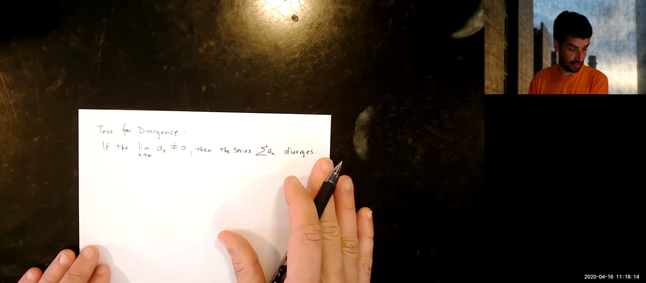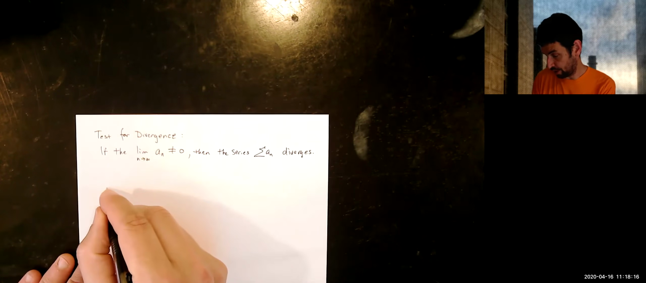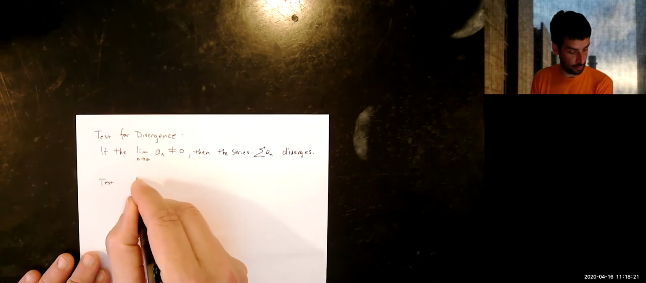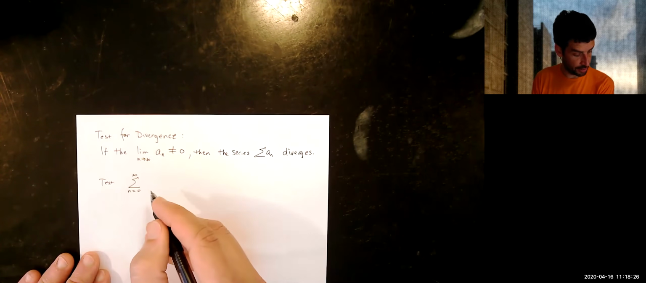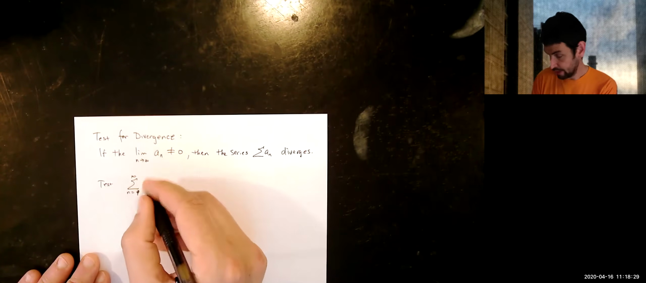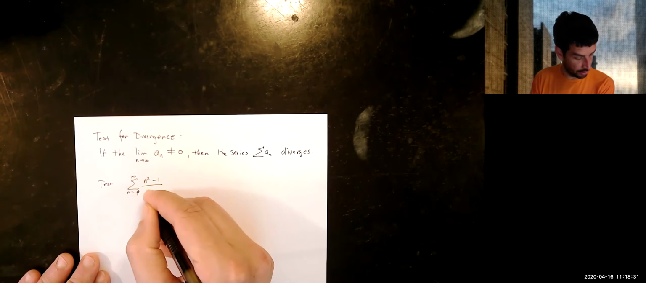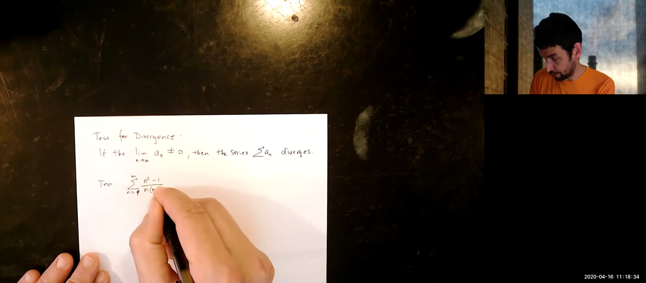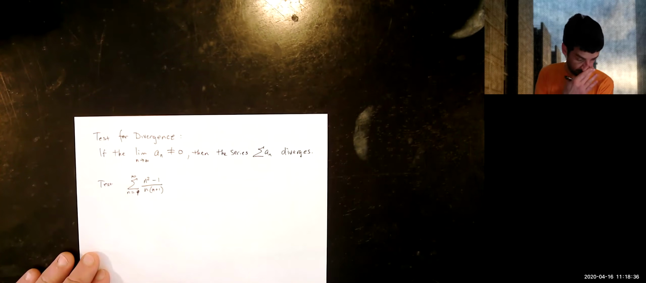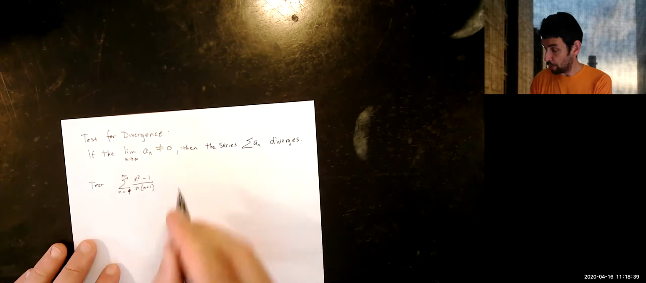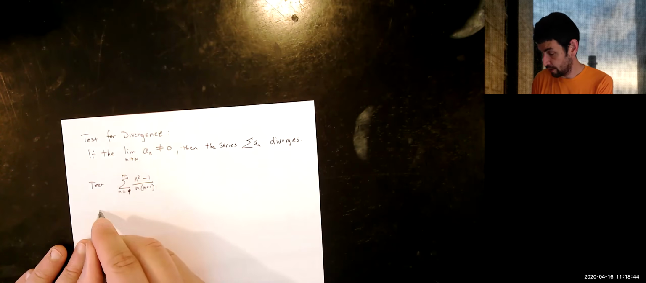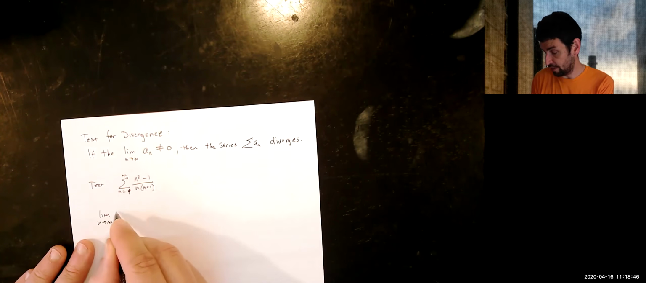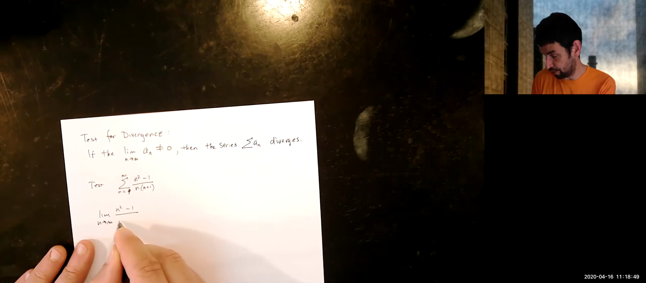So let's do a couple of examples. Let's start with the series. Let's take the series n equals 1 to infinity of n squared minus 1 over n times n plus 1. So what we would do to use this test is look at the limit of the sequence made of the terms of this series.